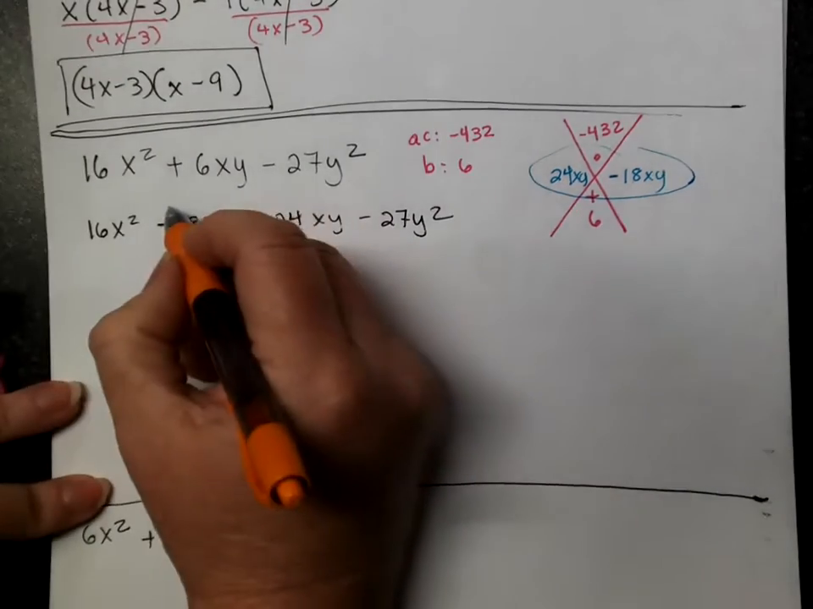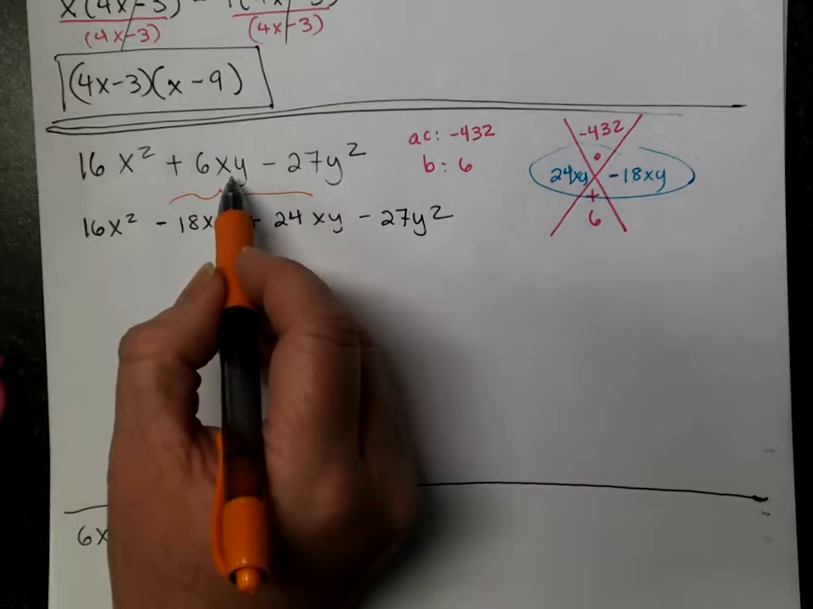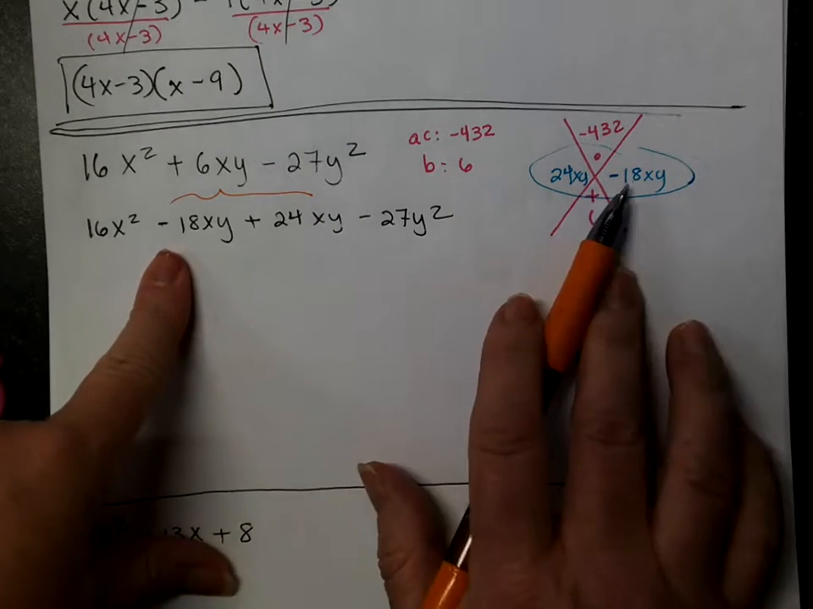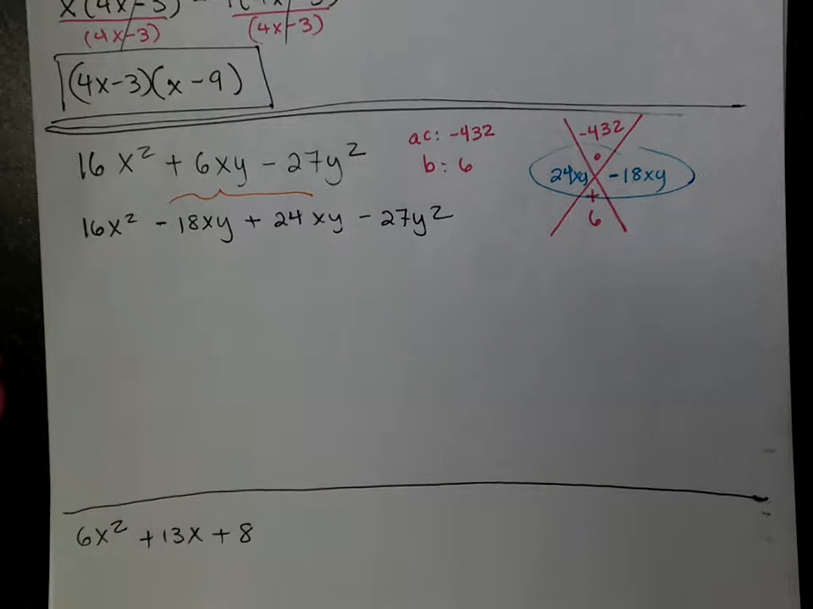Before I group, I make sure, yes, that adds up to positive 6xy. Okay? So I didn't change the value of anything. And because I chose to put the negative first, because I have a choice, that keeps a plus in the middle, so I don't have to worry about negative GCFs and sign flips.